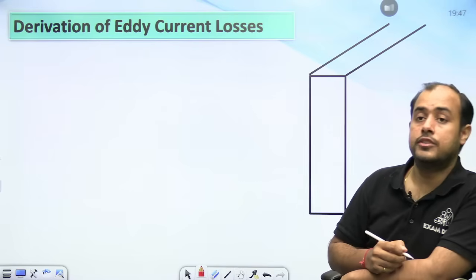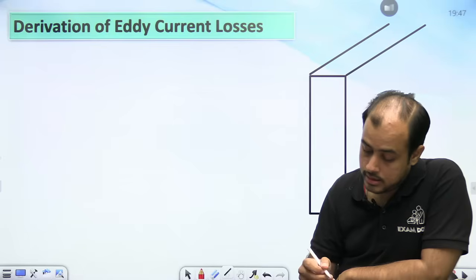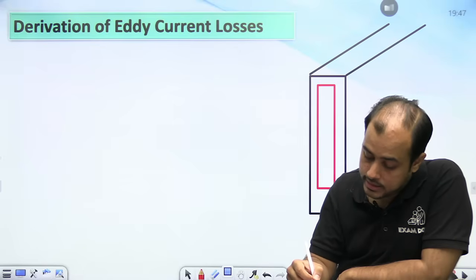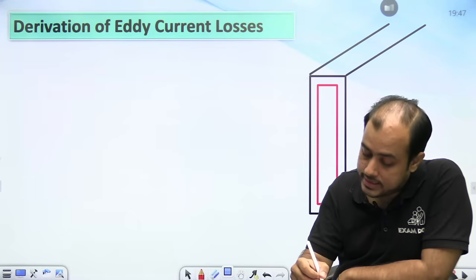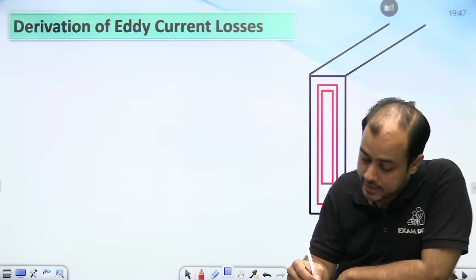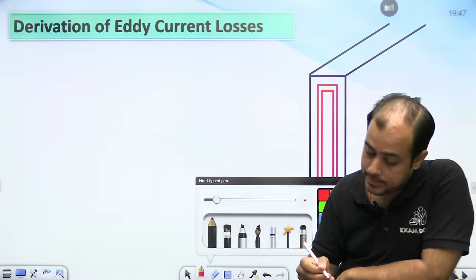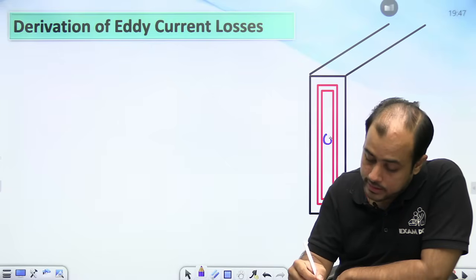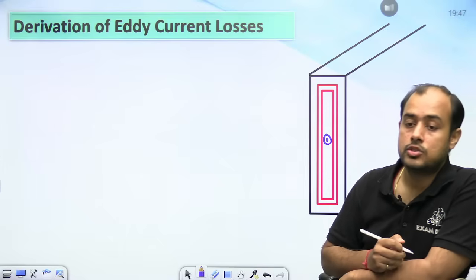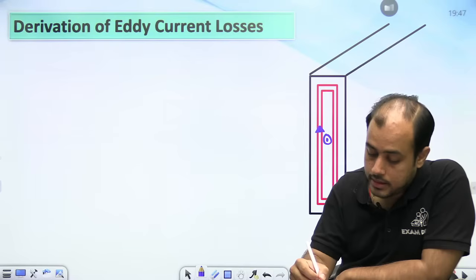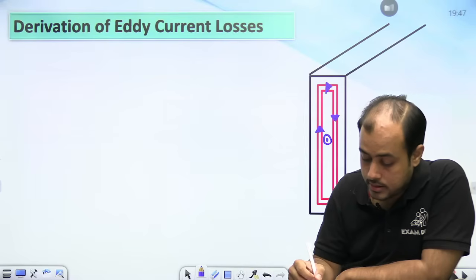This is one lamination of the core. Now I will say that eddy current will flow in a closed path. I am approximating the path as a rectangle for ease of calculation. Calculation आसान बनाने के लिए I am taking a rectangle. So I am saying that magnetic field is outwards, so current will be clockwise. अभी दिखाया ना मैग्नेटिक फील्ड आउटवर्ड थी तो करंट वाज क्लॉकवाइज.